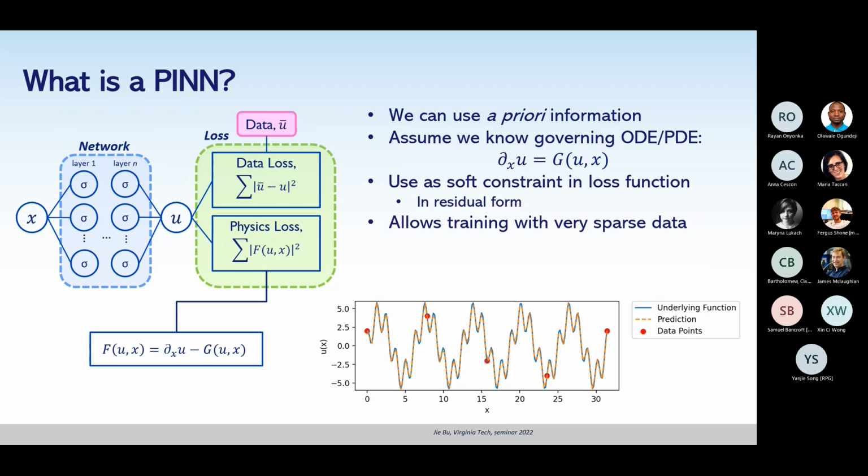So now imagine we know some kind of a priori knowledge about our system. For instance, say we know that U is governed by this PDE over on the right hand side, with dx of U equals G.